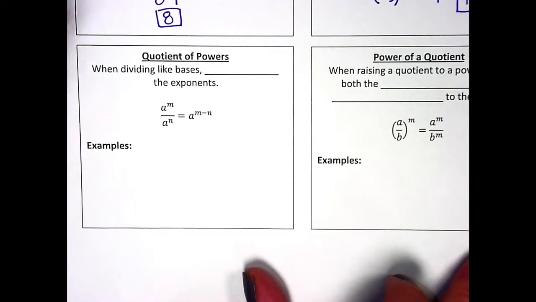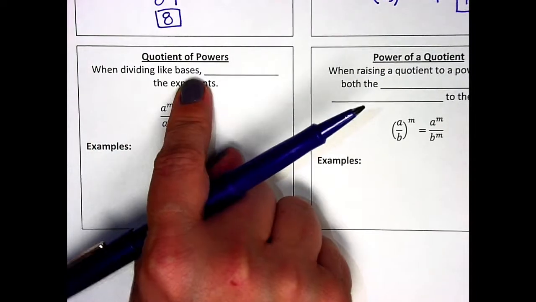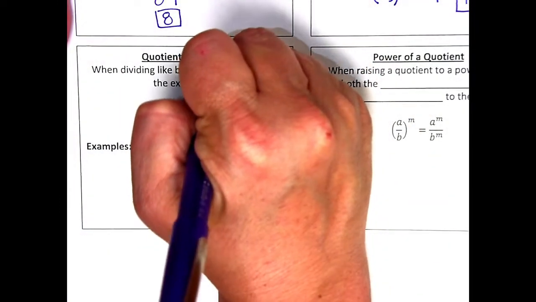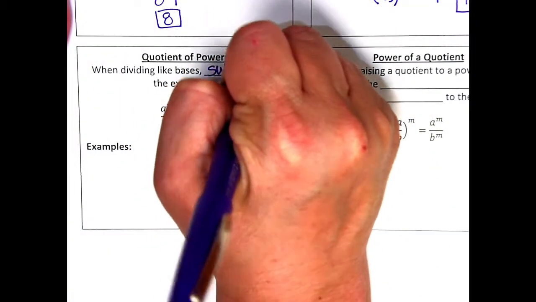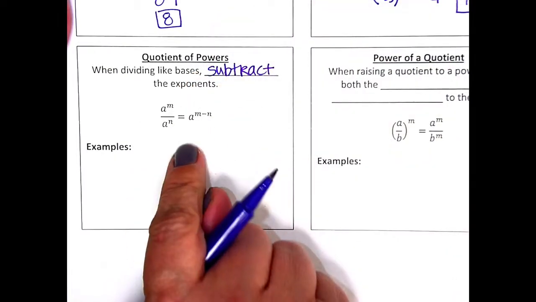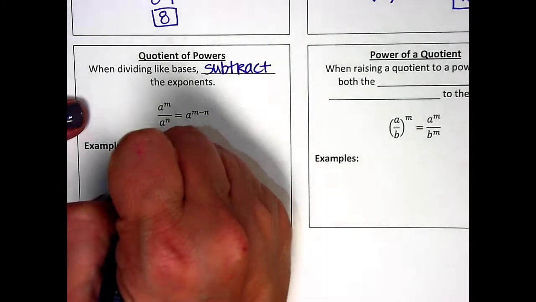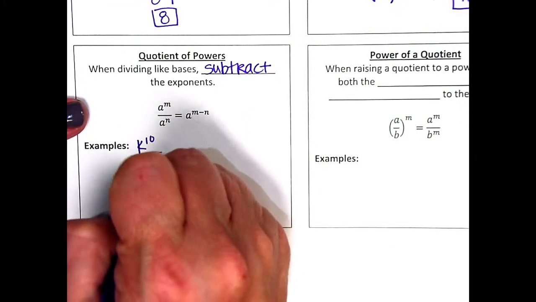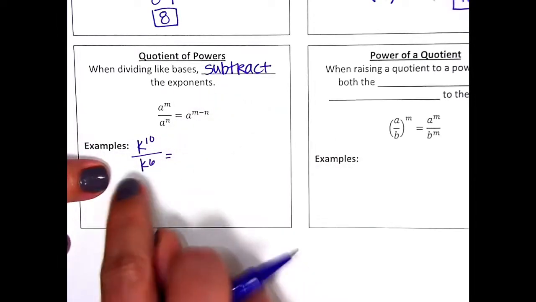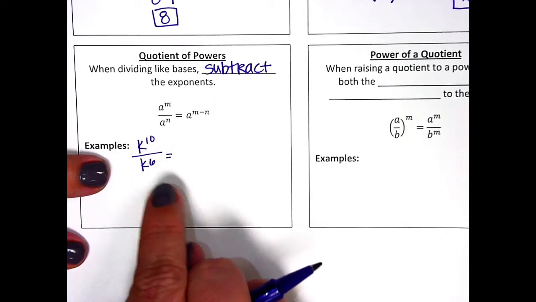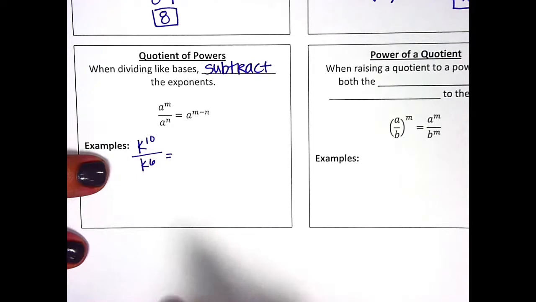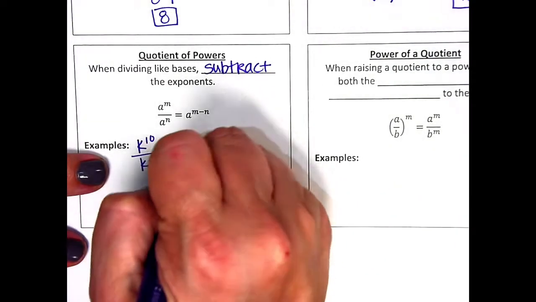Okay, the next one is quotient of powers. So when dividing bases, you subtract the exponents. And you always want to subtract where they're going to be positive, because we cannot have a negative exponent in an answer. So if I have k to the 10th over k to the 6th, I would bring those to the top of the fraction because it's going to be positive, because 10 minus 6 is positive 4. So I have k to the 4th.